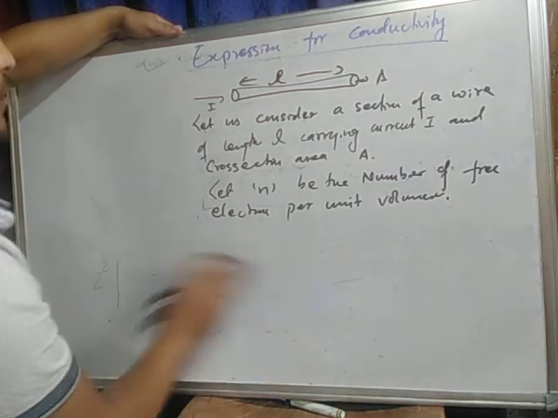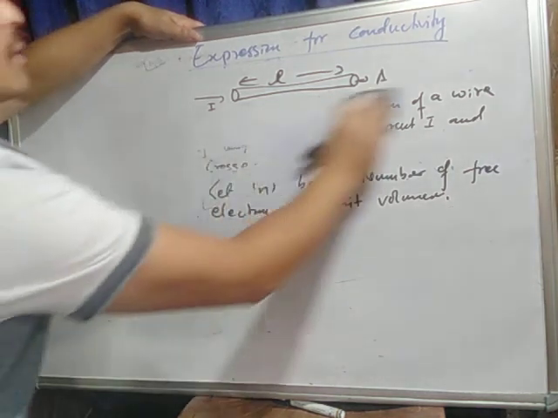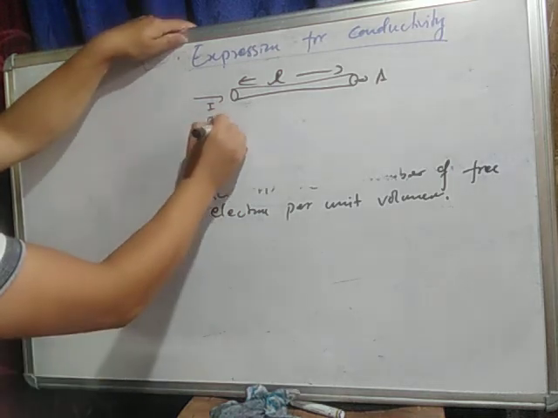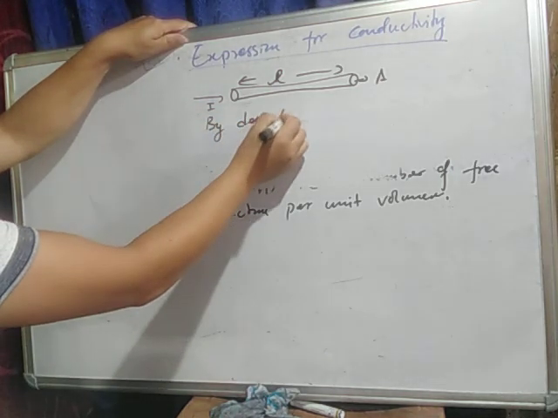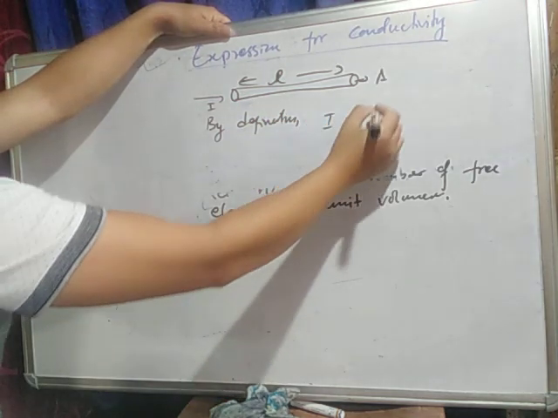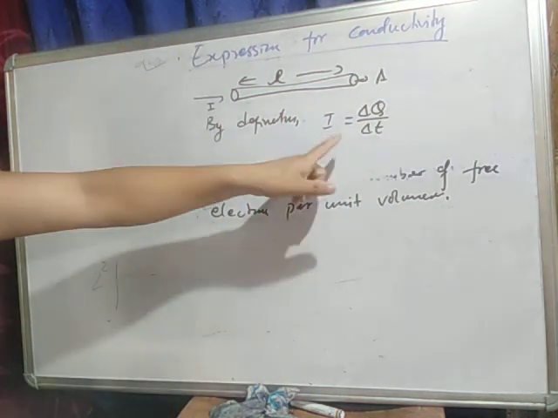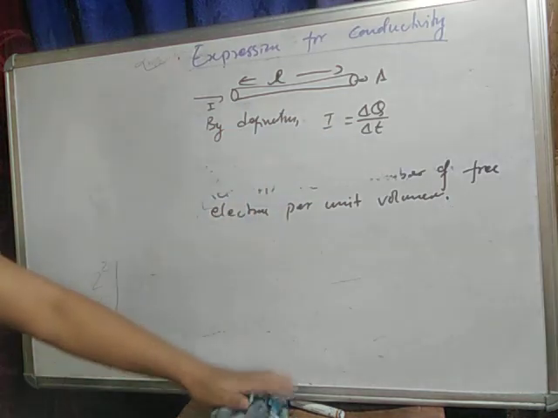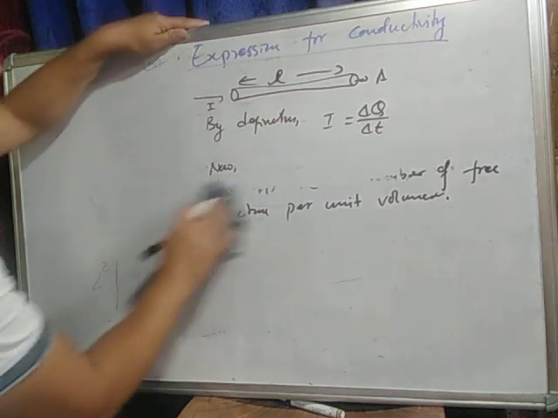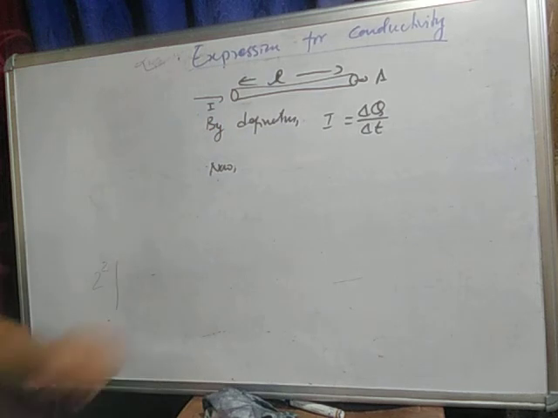So next write down. Shall I rub? Pause, then you'll copy. So what next, by definition of current equals to how much? Charge by time, isn't it? You know this one from the previous class. So now this is our definition of current, right? Conductivity means there is current, isn't it?